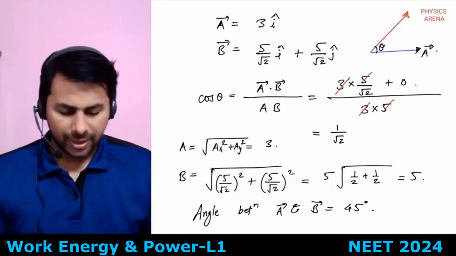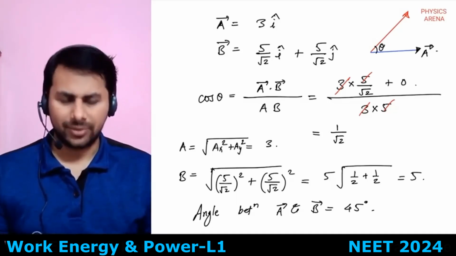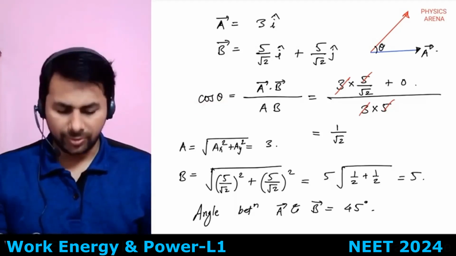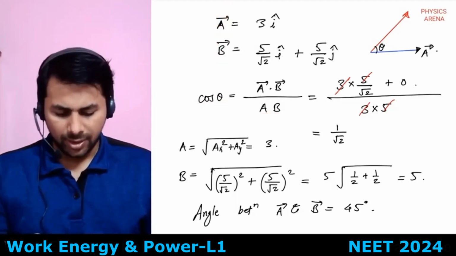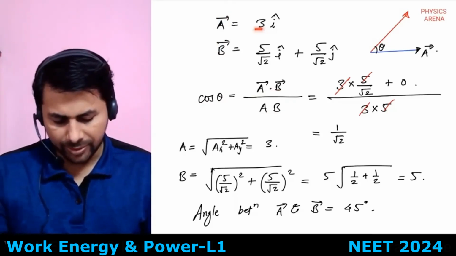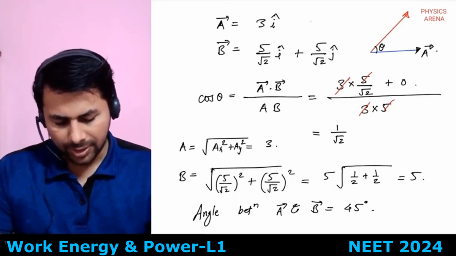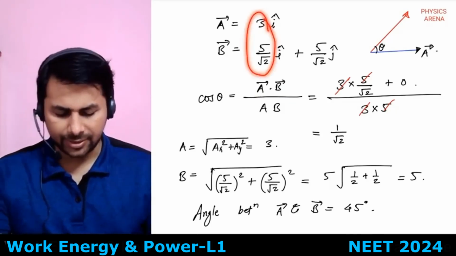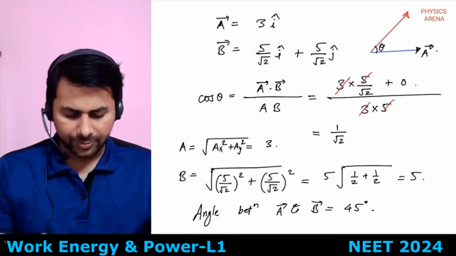But now let's suppose you want to solve this for some other angle. How will you solve? So you have cos of theta equals a bar dot b bar divided by ab. So you take a bar dot b bar, and that will be equal to what? ax bx plus ay by. There is no ay here, that means you have to take only ax bx. So it is 3 times 5 upon root 2.